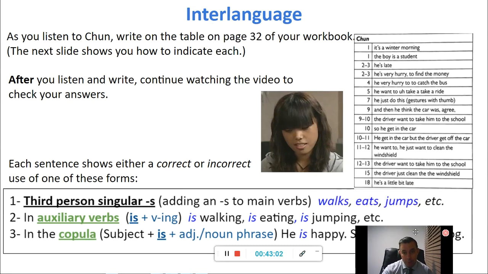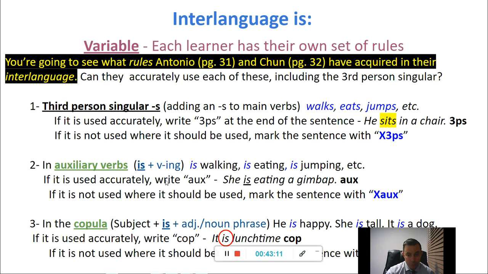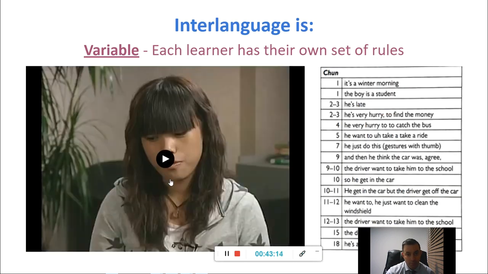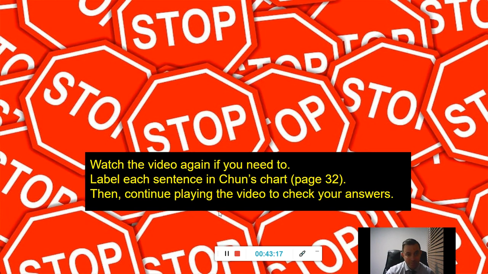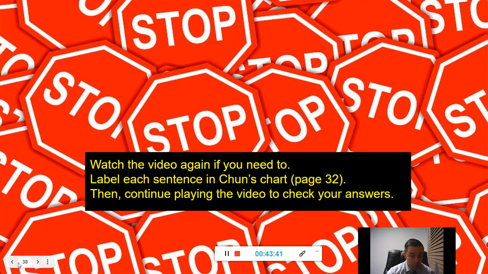Now you're going to do the same thing with Chun. Okay, you're going to do the same thing with Chun, and you're going to see the same rules for Chun. Let's keep moving. You're going to label each sentence in Chun's chart on page 32. Okay, and then you can check out the answers which are here. Okay, so make sure you pause, watch Chun's video, and do the chart, and then come back.